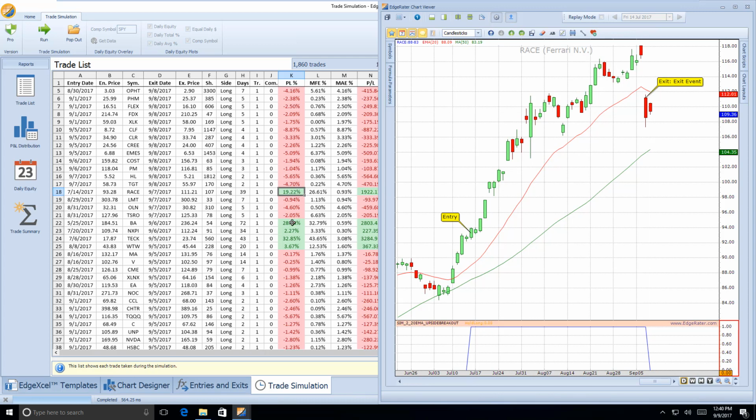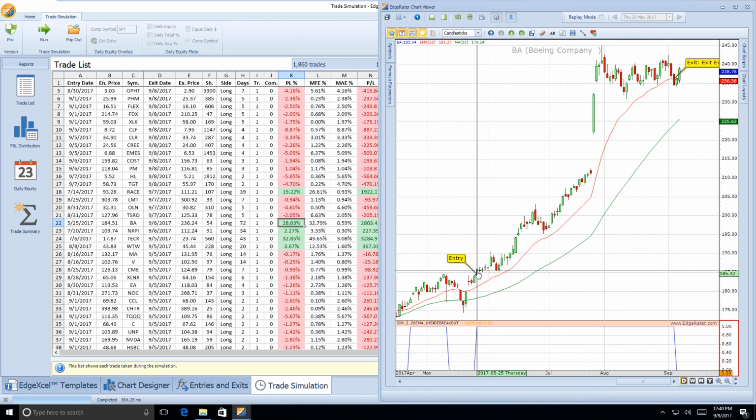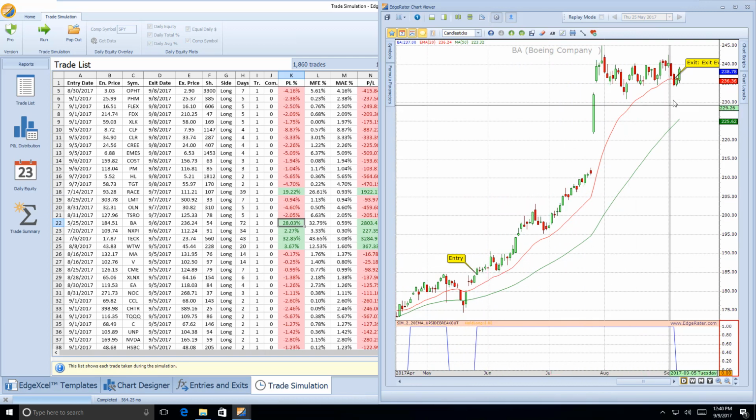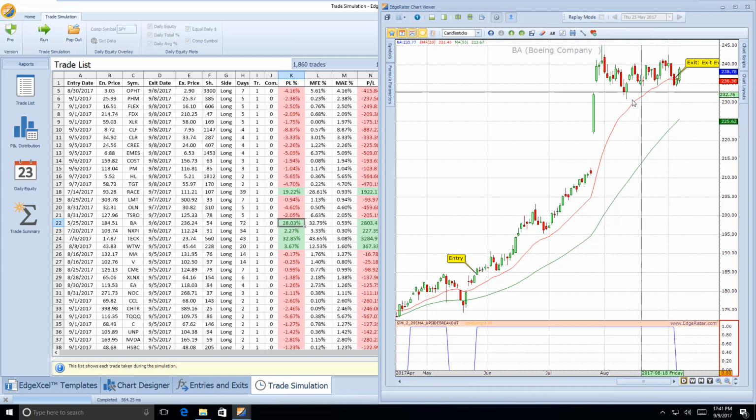Not bad. British Airways, that's not British Airways, BA is Boeing. Okay, so Boeing is down here, was entered down here based on the criteria of the strategy, and did exit 2 days ago when price crossed below the 20 EMA of the prior day. So that was a nice 28% gain in Boeing.